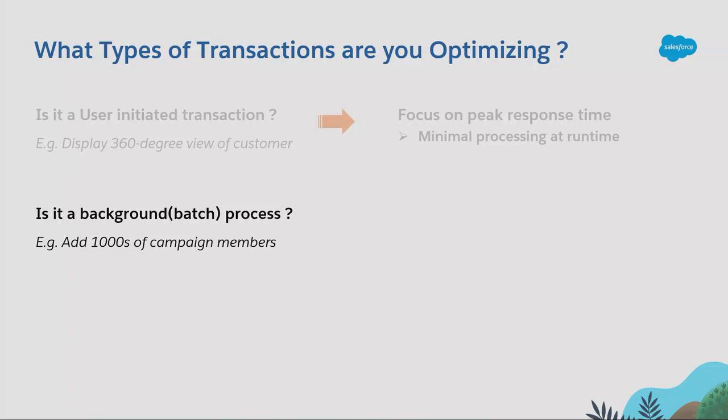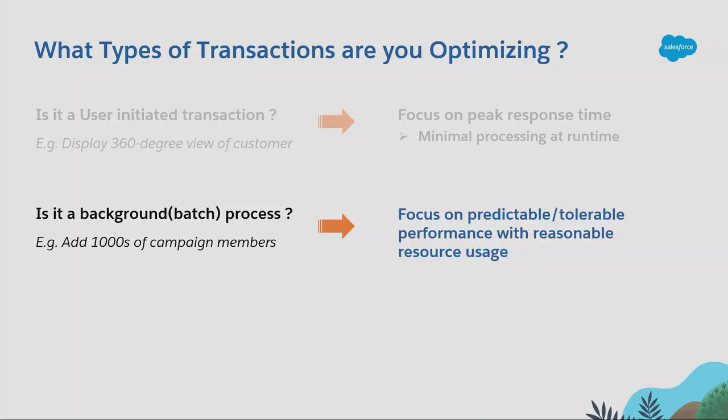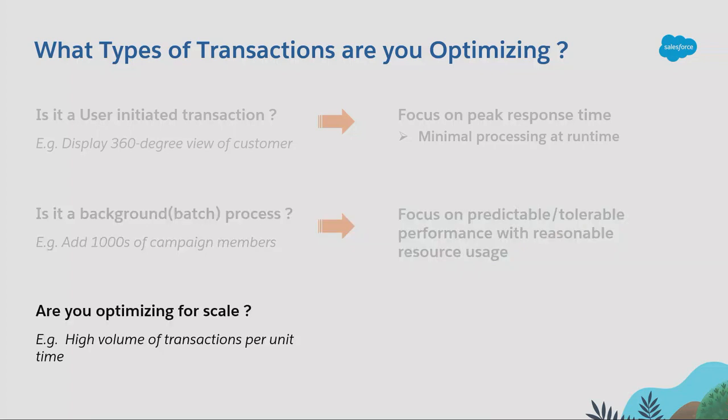Is it a background process or batch process, in which case, as an example, you're adding thousands of members where the user doesn't need to wait for the transaction to complete? In such cases, we should focus on predictable and tolerable performance. It doesn't need to happen within sub-second or whatever KPIs you come up with, but it has to be within a reasonable time frame, and it shouldn't max out on resource usage, which starves out the other processes that are running. And then, are you optimizing for scale? If you have traffic spikes that you're trying to handle, then the focus should be on reducing DB load, because that's the most sensitive aspect in case of high volumes.